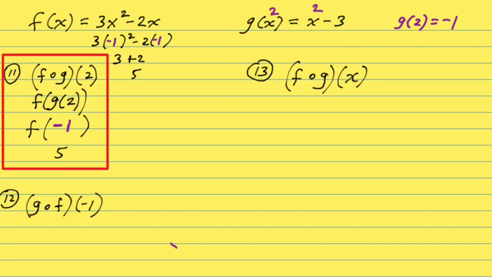Again, we found g of 2 first. To find g of 2, you're going to replace the x with a 2, and that's how I'm getting g of 2 to equal -1. And then you want f of that -1, so you put -1 into the f function.